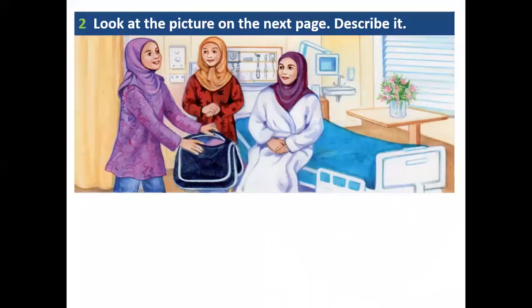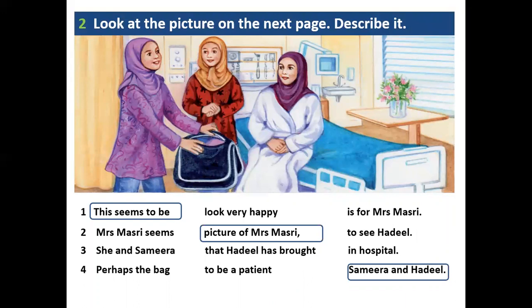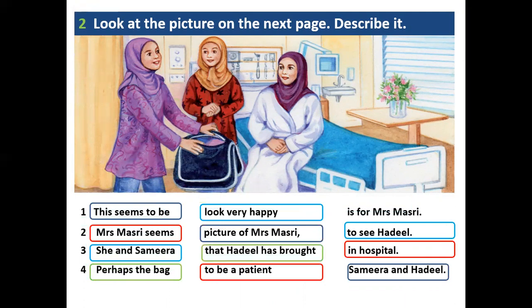Now, let's look at the picture on the next page in order to describe it. We can see here Mrs. Masri, Samira's mother. This is Samira. And this is Hadil. We have three columns, as you can see. We are going to match them according to what we see in the picture. Mrs. Masri seems to be a patient in hospital. She and Samira look very happy. Why? To see Hadil. Perhaps the bag, you see the bag here, the bag that Hadil brought, is for Mrs. Masri.